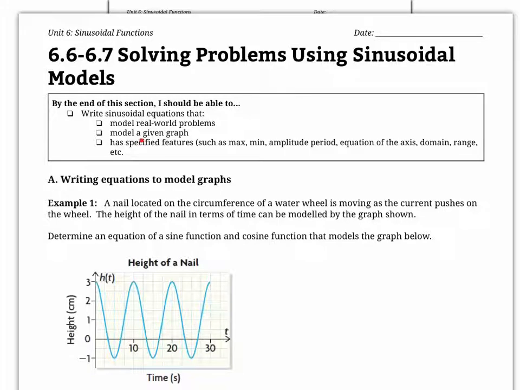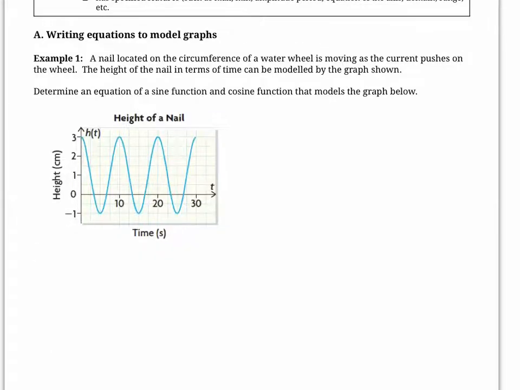What if we're given the real world problem and we're to come up with the equation? Or we're given the graph and we have to come up with the equation or specified features. So by the end of this lesson, we should be able to write equations if we're described a problem, given a graph, or given features like the max and the min and the equation of the axis.